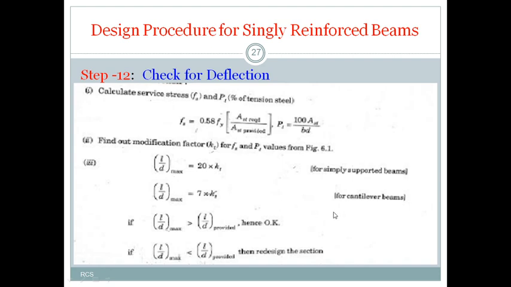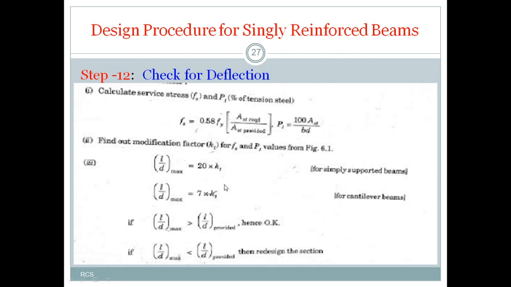And second, for cantilever beams, L by D maximum is equal to 7 times the modification factor. As we know, the length to effective depth ratio for a cantilever beam is 7. If the L by D maximum is greater than L by D provided, then our member is safe against the deflection. So we can say it is working. If your L by D maximum is less than L by D provided, then we go for redesign of the section.